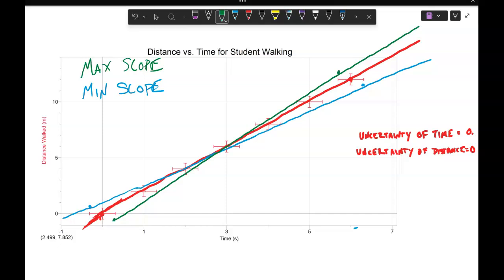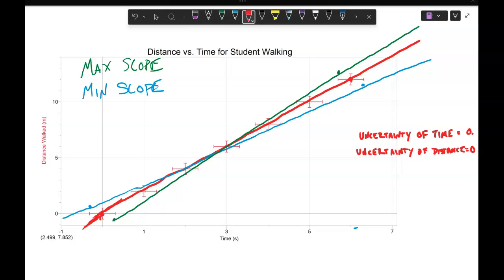So now that we've got this visually, how do we actually calculate the minimum and maximum, the uncertainty of the slope? How do we actually calculate it? Well, let's do it. So first, we'll have to figure out what these points are. And once we figure out what these points are, we can find the slopes of the green line and the slope of the blue line.